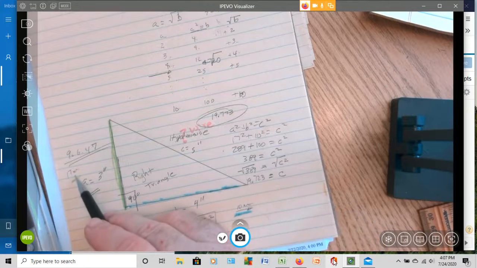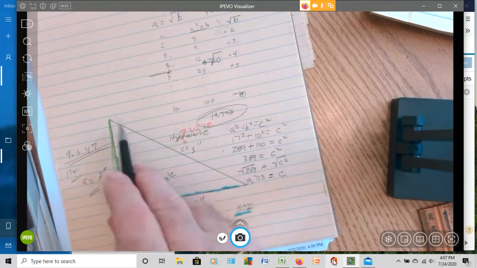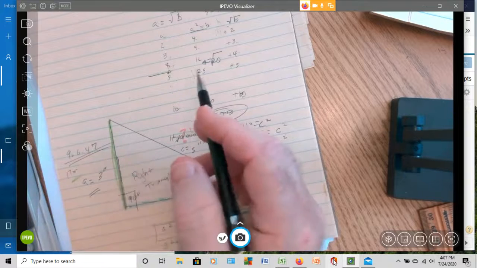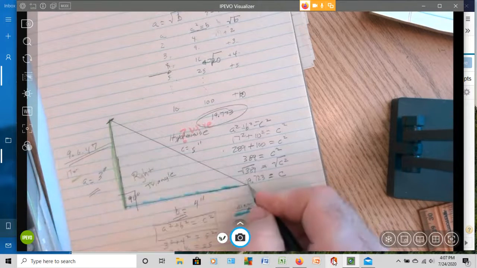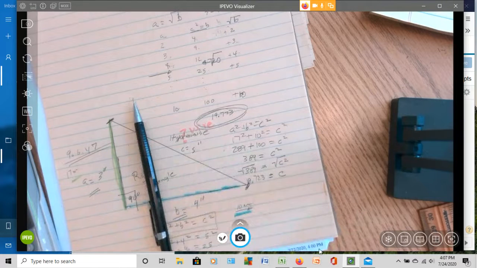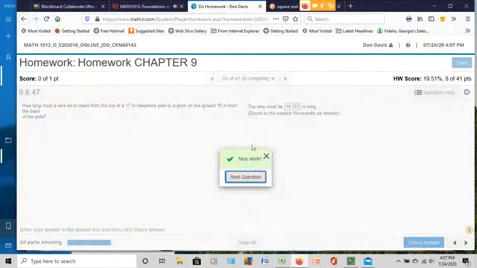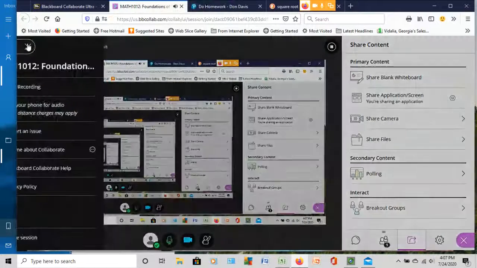Think about it. A 17-meter pole would be about 50 feet. 50 feet up. 10 meters out would be about 30 feet. So 50 feet up this way, 30 feet out this way. And this is about 60. The length of 19.73 represents the length of the wire from here to here. So this represents the length of the hypotenuse of that triangle that's formed. And we got it right. I hope that didn't confuse you there again. We did get it right.